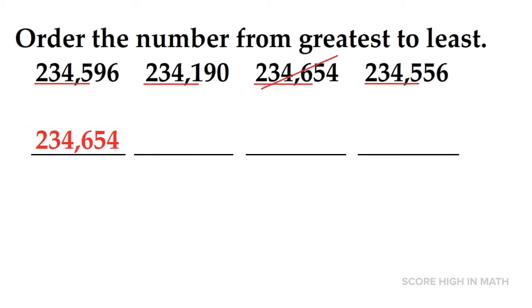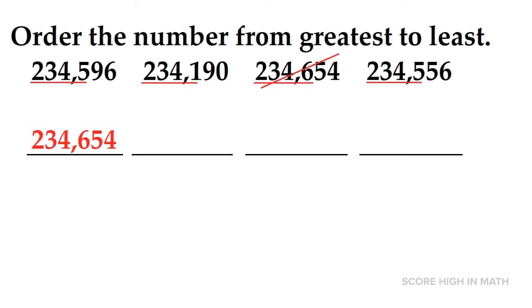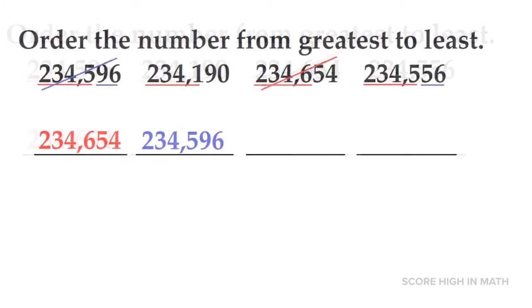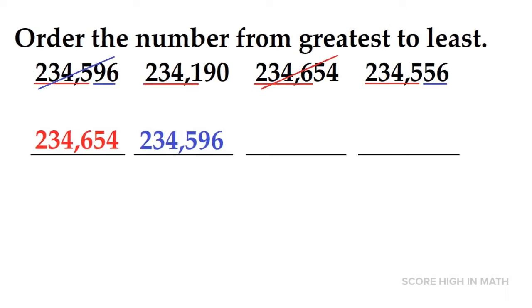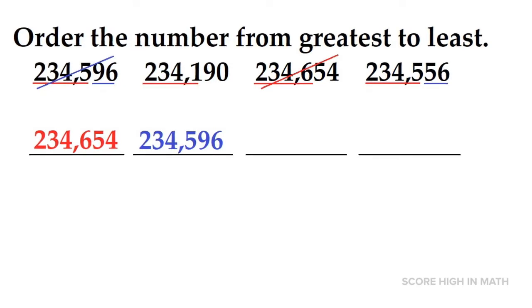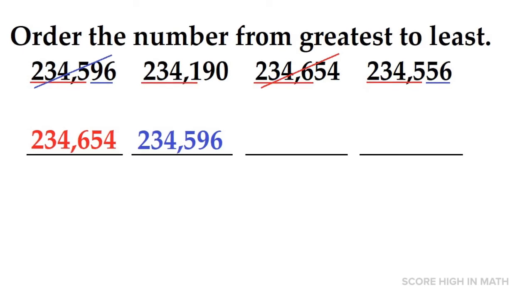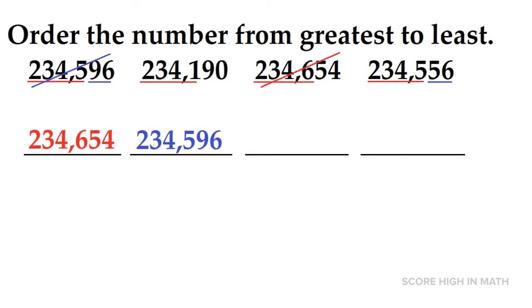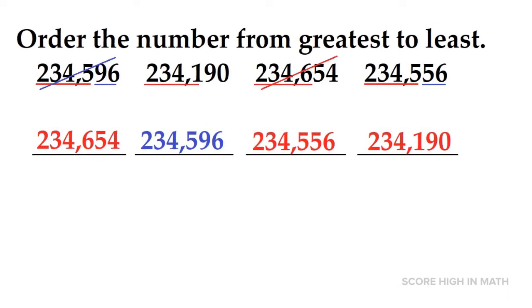The biggest number on the hundreds place is 654. So, the first number on the set of data is 234,654. We have two numbers on the 500s place. That is 596 and 556. So, 596 is bigger than 556. The next number on the series is 234,596. The next number will be 556 and the last one will be 190.